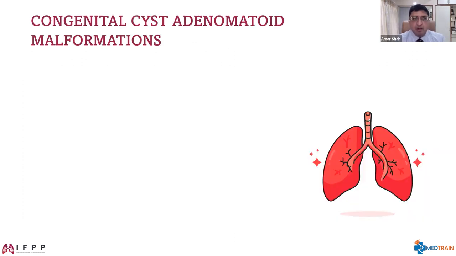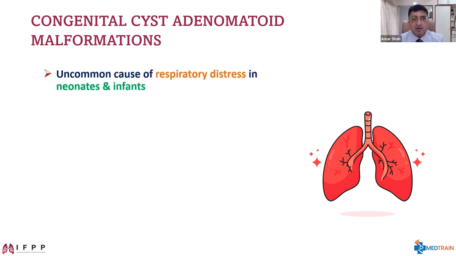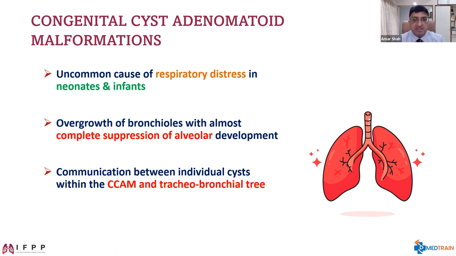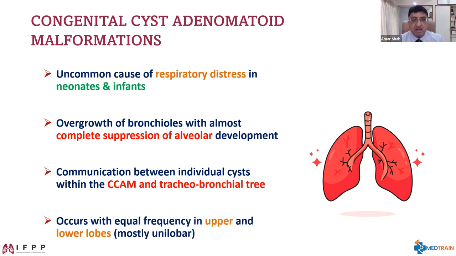So coming to the next pathology, congenital cystic adenomatoid malformations. This is an uncommon cause of respiratory distress in neonates and infants. It happens because of overgrowth of the bronchioles with almost complete suppression of alveolar development. The communication between the individual cysts within the CCAM and the tracheobronchial tree occurs with equal frequency in the upper and the lower lobes. However, it is mostly unilobular.